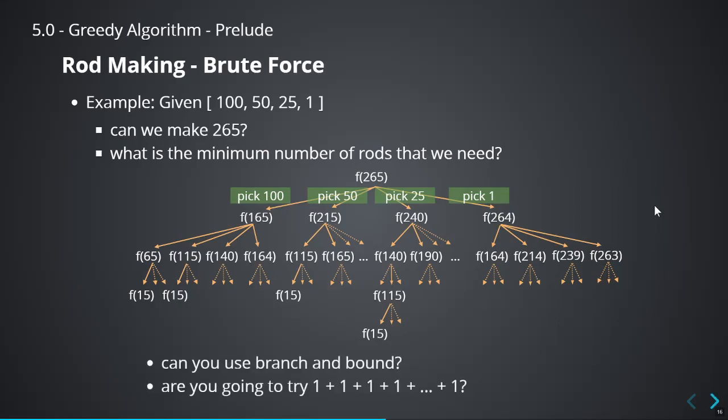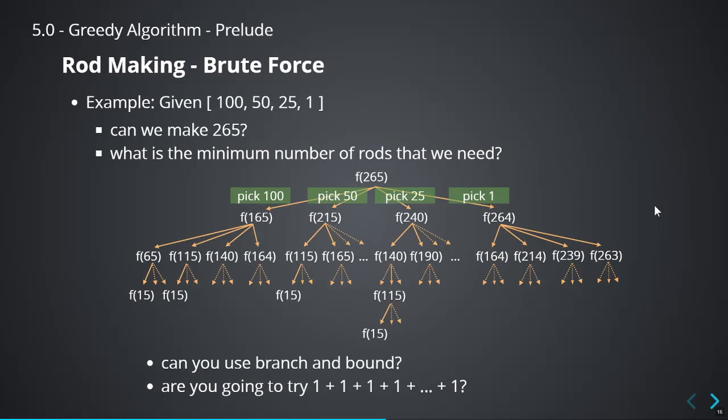Now, can you use branch and bound? Yeah. If you pick 100, then you pick 100 again. You're not going to pick 100 for a third time, right? Because if you pick 100 twice, you have 65 left, and you're not going to be able to pick 100 again. So that's your bounding function there.